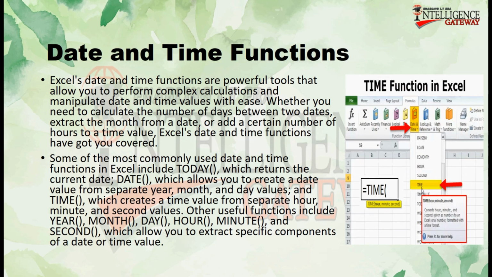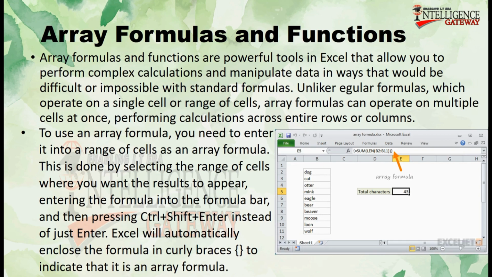Some of the most commonly used date and time functions in Excel include TODAY, which returns the current date; DATE, which allows you to create a date value from separate year, month, and day values; and TIME, which creates a time value from separate hour, minute, and second values. Other useful functions include YEAR, MONTH, DAY, HOUR, MINUTE, and SECOND, which allow you to extract specific components of a date or time value. Array formulas and functions.